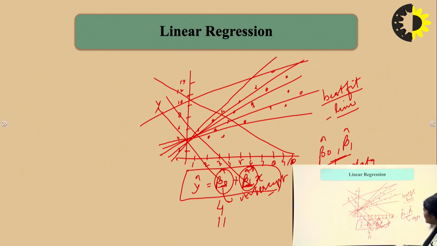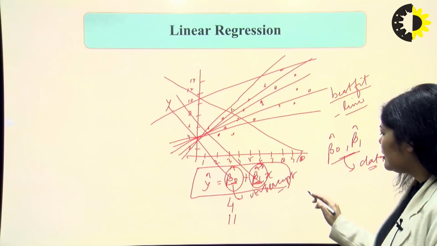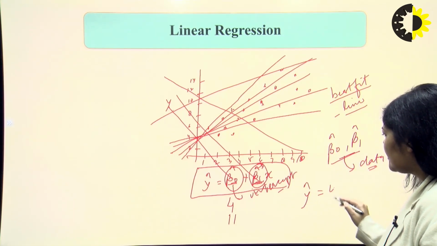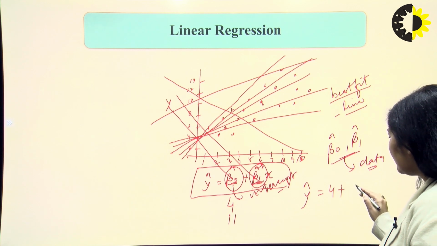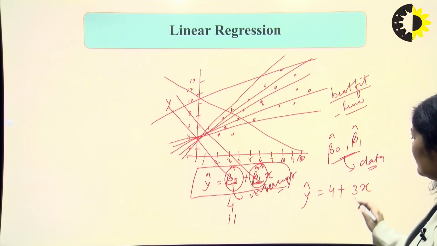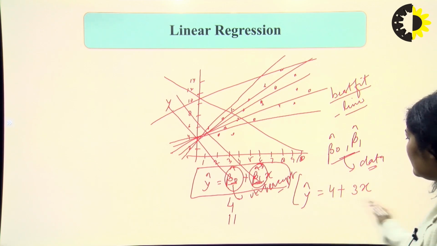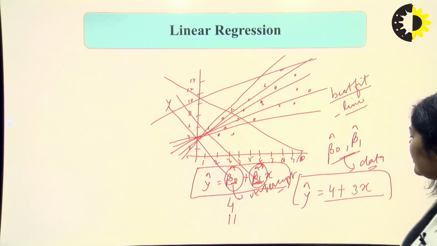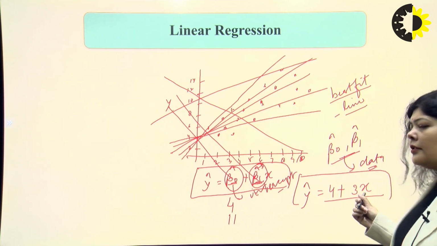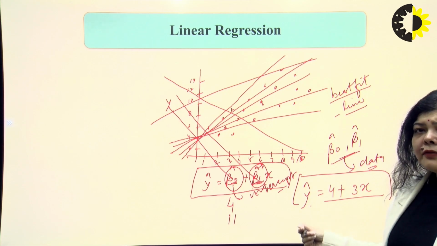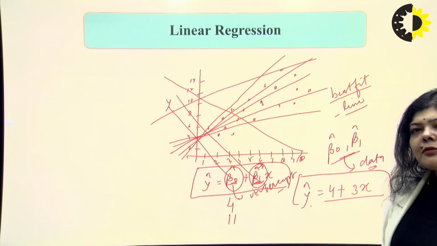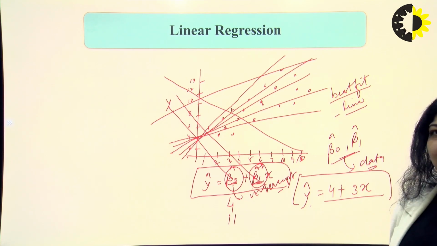For example, if you get the value of beta naught as 4 and beta 1 as 3, so y equals 4 plus 3x, this becomes your regression model. And when you put the value of x in here, you will get the value of y from this equation. And this is the fundamentals of how linear regression works.